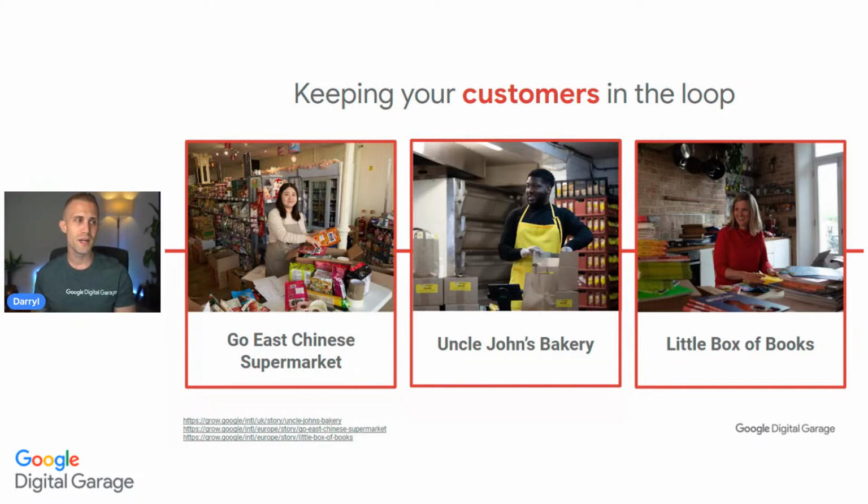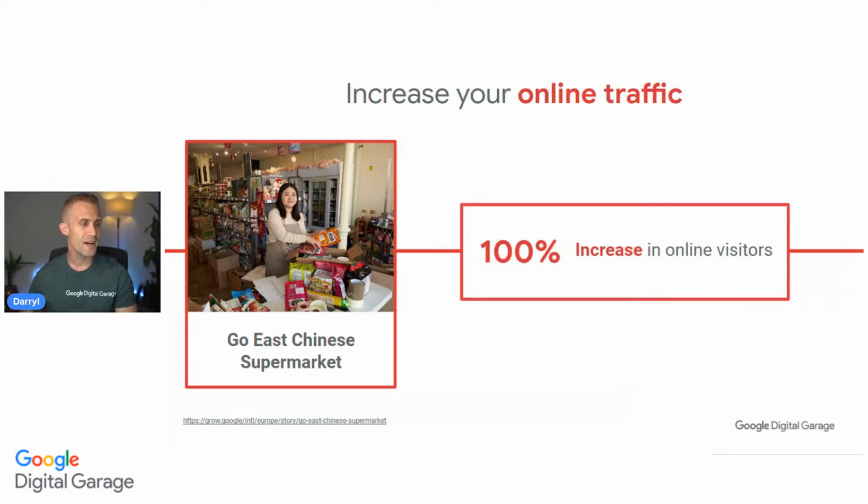So what we're going to do now is talk a little bit about these three businesses: Go East Chinese Supermarket, Uncle John's Bakery, and the Little Box of Books, and how they managed to keep customers in the loop during the pandemic. Now, we all know how difficult the pandemic was, and it may continue to be, because we're leaving the pandemic and coming out of COVID, but this is also important information that we need to put forward to our customers about our business. So when it comes to the wonderful Go East Chinese supermarket, I'm going to go ahead and read this for you.